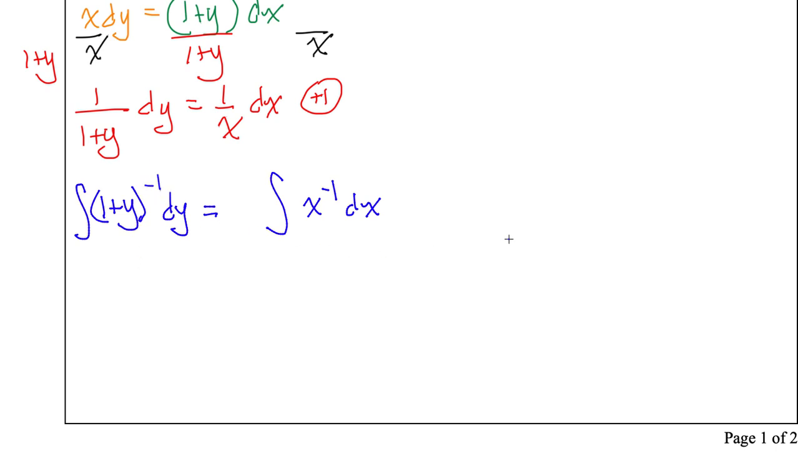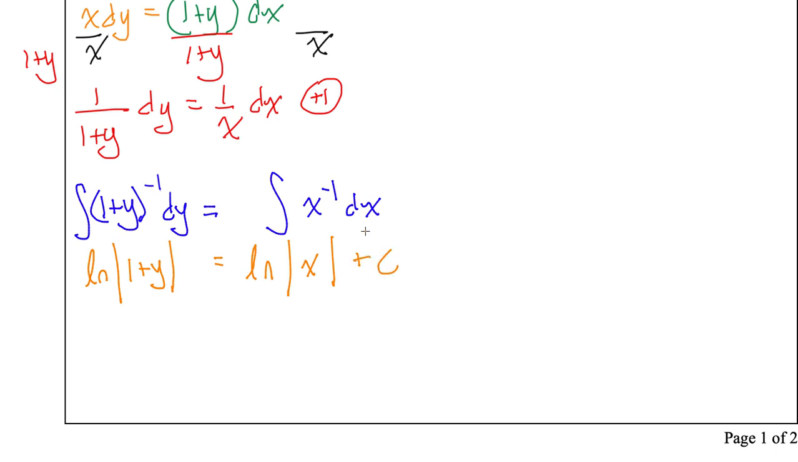I can't divide by 0, so I need natural logs. So the answer here is natural log of absolute value of 1 plus y. And on the right side, it's natural log of absolute value of x. And don't forget your C.